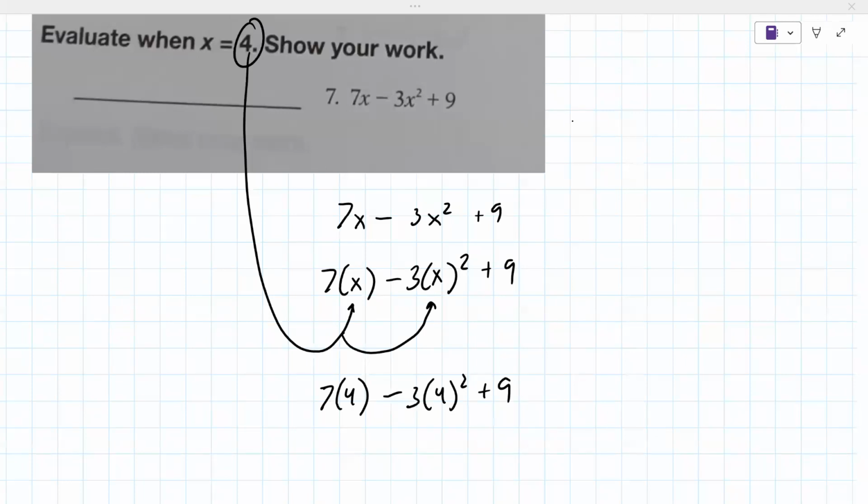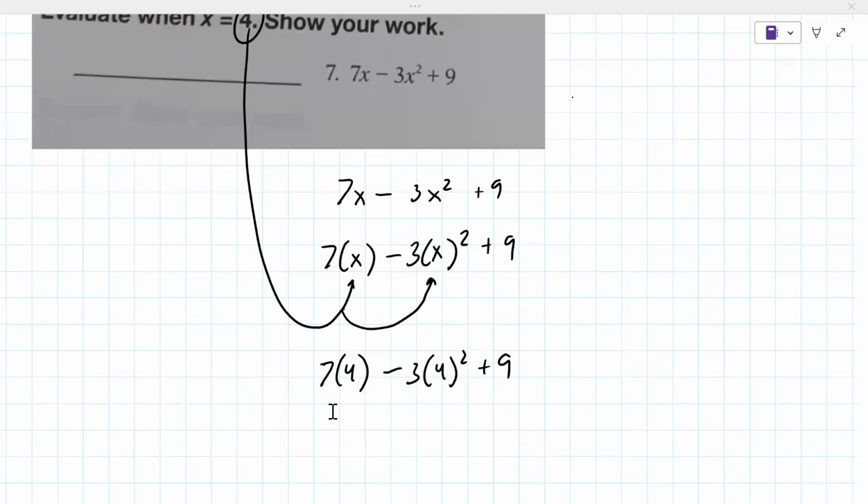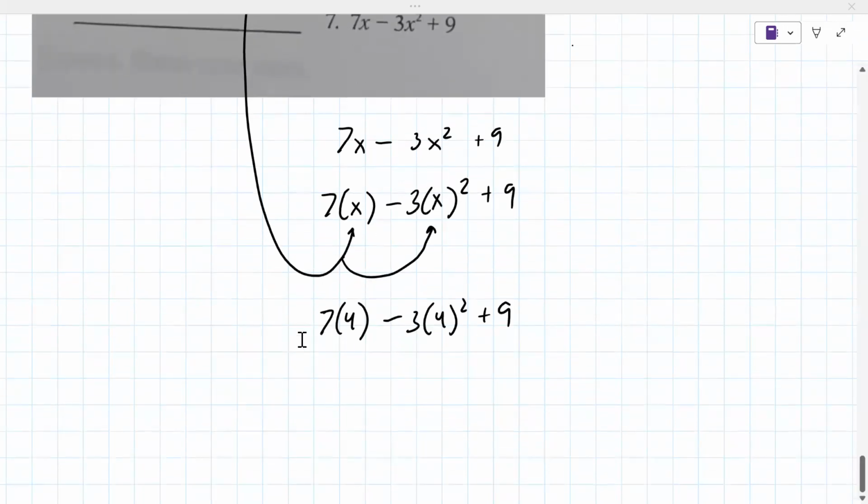I would say the final answer would be 13. Here, what is 7 times 4? Sorry, 7 times 4. 28. What is 4 squared? I swear that would be 8. Nope, that's 16. Oh, that's 16. Okay. 4 squared means 4 times 4.